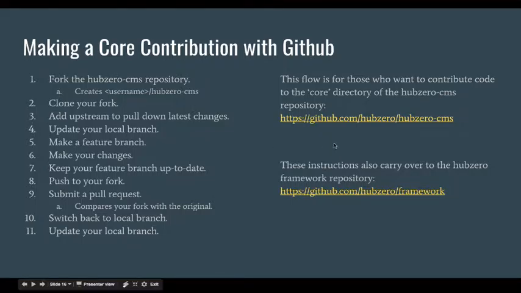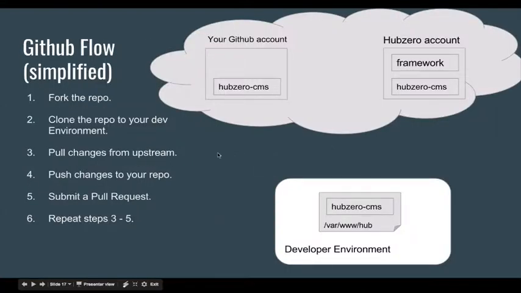I have another document that outlines exactly all of these steps and what we're looking for. So, simplified, this is what happens. You're going to clone the official Hubzero repository to your GitHub account, and that's called forking the repository. And then you're going to want to basically install that code onto your development environment using Git Clone.